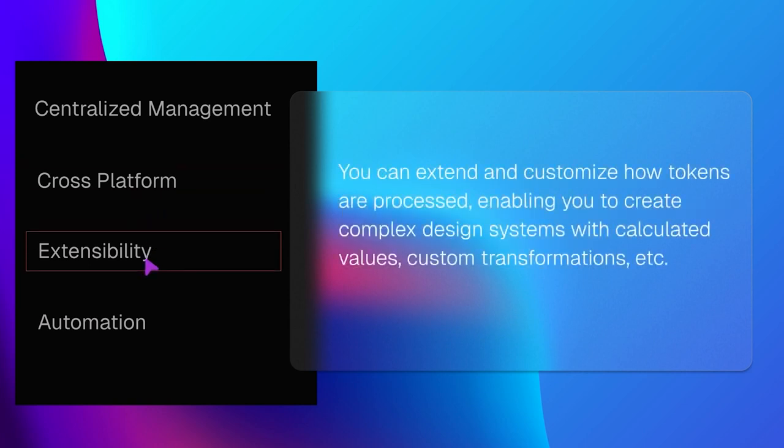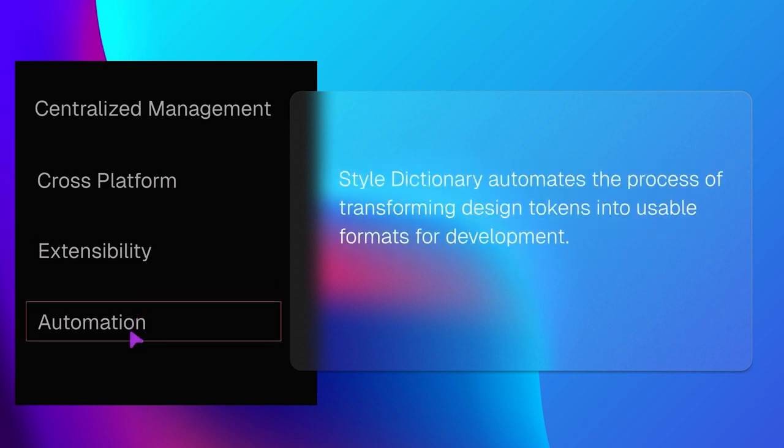Extensibility: you can extend and customize how tokens are processed, enabling you to create complex design systems with calculated values, custom transformations, and so much more, which we are going to be covering in a short period of time. And finally, automation. So Style Dictionary automates the process of transforming design tokens into usable formats for development.